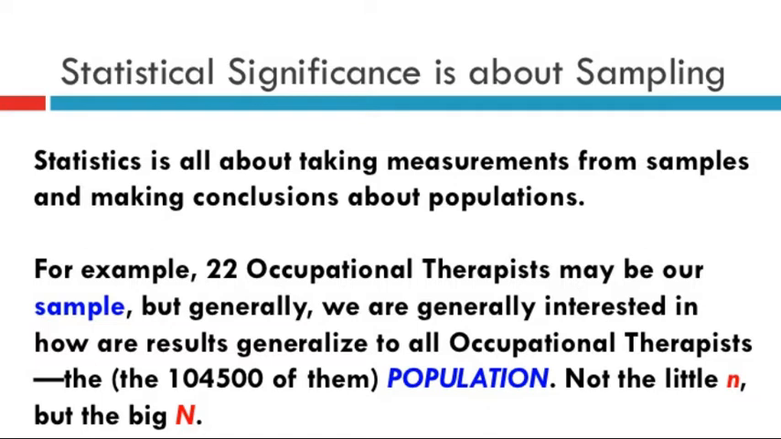For example, imagine somebody having a research study where the sample consisted of 22 occupational therapists. That's a sample. But the intention of the study, when they get to the write-up, is that they want to generalize to occupational therapists as a whole. Well, Wikipedia tells me there's 104,500 of them. So we have the sample, the little n, and the population, the big N. So statistics is about gathering data from samples and making conclusions that are somewhat warranted about the nature of populations.